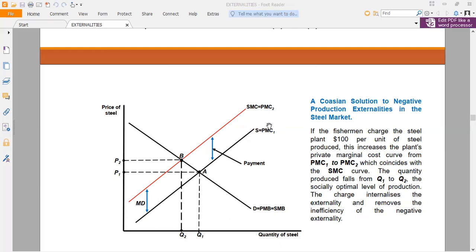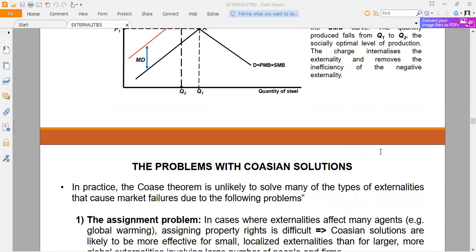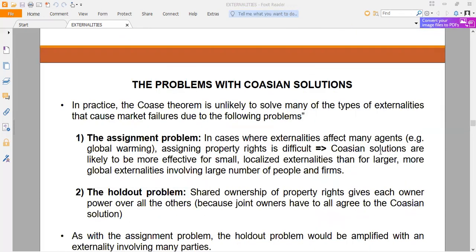But the problem is, how are they able to measure the marginal damage? Okay, how do you exactly get the marginal damage? Because if you charge anything lower than the marginal damage, then the negative externality will always be there. But if you are able to do so, then you totally internalize the negative externality. So this is how the Coase theorem works.